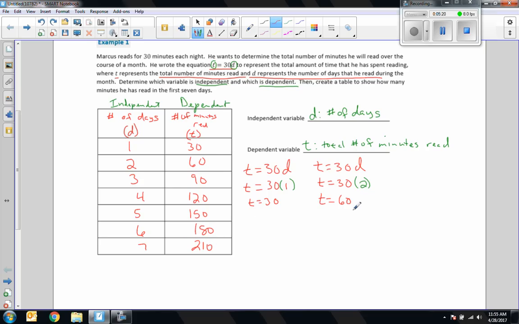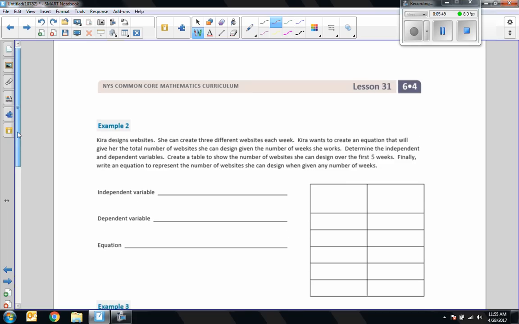So let's check that last one. If I say T equals 30D, and I substitute in my independent variable, which is 7, and I multiply 30 times 7, 7 times 0 is 0, 7 times 3 is 21, I do in fact get 210. So my independent variable is number of days, my dependent variable was number of minutes read. Okay, let's try it again.